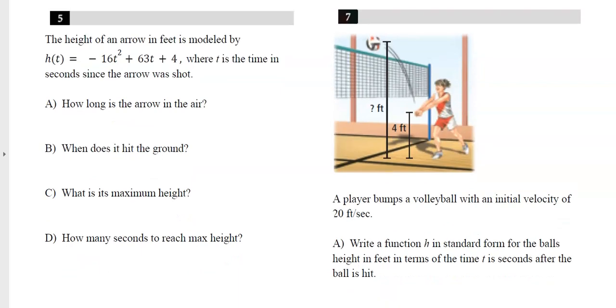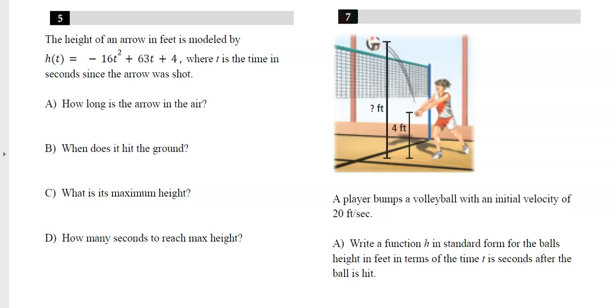Number 5, shooting an arrow in the air. So we got a lot of parts to this. How long is it in the air? That's going to be my t value before it hits the ground. When does it hit the ground? Max height. So now I want to know all the pieces: highest point, the time, and then when it hits the ground and the time.